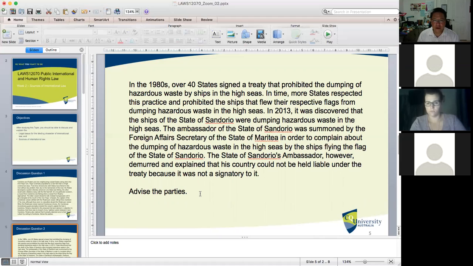The state of Sandorio's ambassador, however, demurred and explained that his country could not be held liable under the treaty because it was not a signatory to it. Advise the parties. Volunteers? What do you think? What's the legal issue? What do you think is the legal issue, and then the rules?